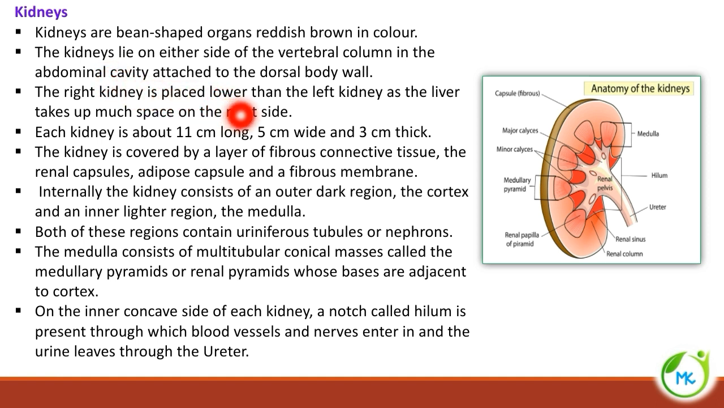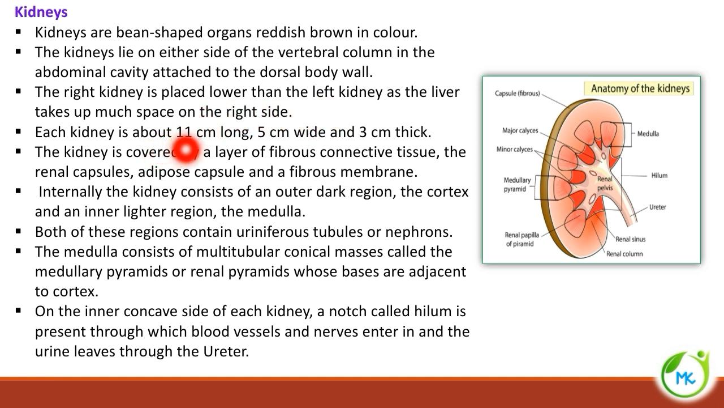The right kidney is placed lower than the left kidney, as the liver takes up much space on the right side. On the right side of the body, we have an organ called the liver. So due to the presence of the liver, the right kidney is somewhat lower. This can be asked as a question: justify why the right kidney is slightly lower than the left kidney. You have to write: the right kidney is slightly lower than the left kidney because the liver is found on the right side of the body.